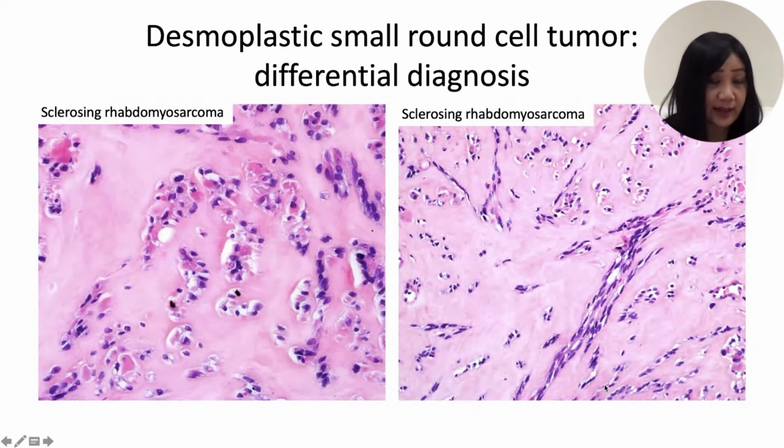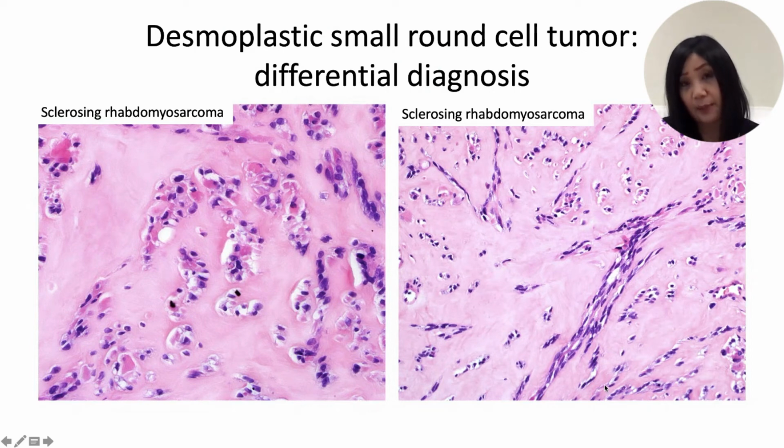Similarly, sclerosing rhabdomyosarcoma is a rare rhabdomyosarcomatous subtype, which may show some morphologic similarity to DSRCT, but again will show variable myogenic marker expression, typically MyoD1.